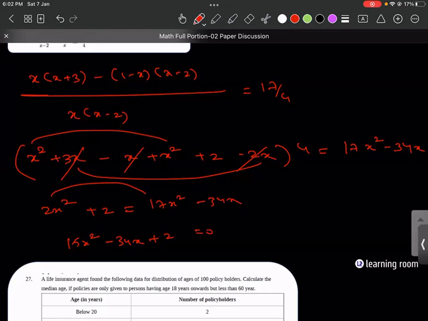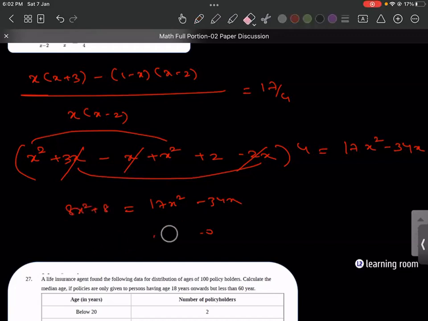No, I missed this 4. One minute. I missed this 4. So it will be 8x square plus 8. So this goes to the other side. 17x square minus 8x square is 9x square minus 34x minus 8 is 0.